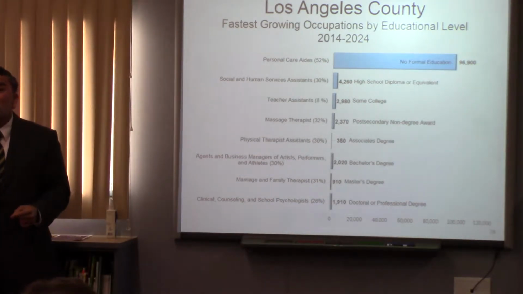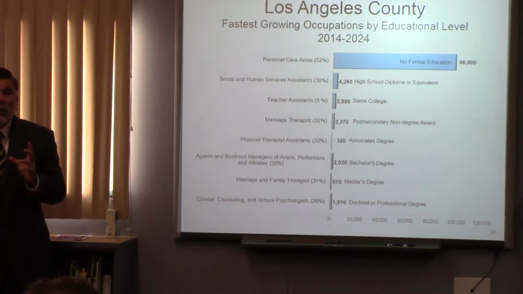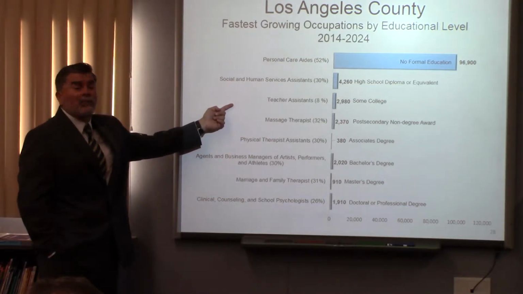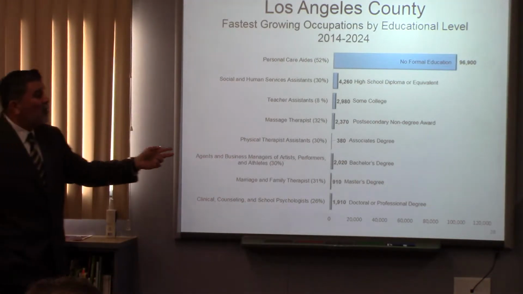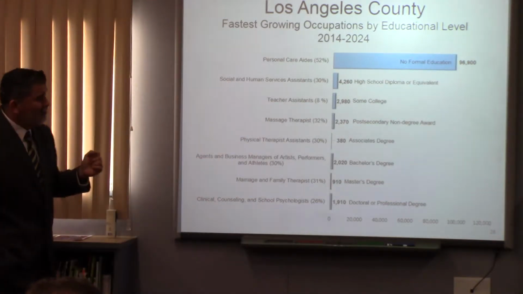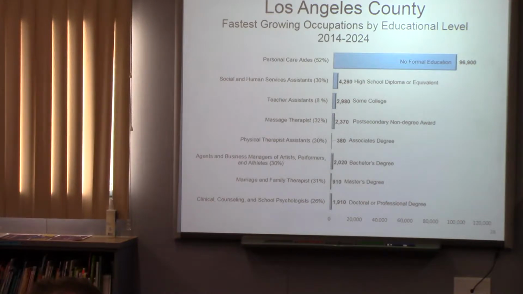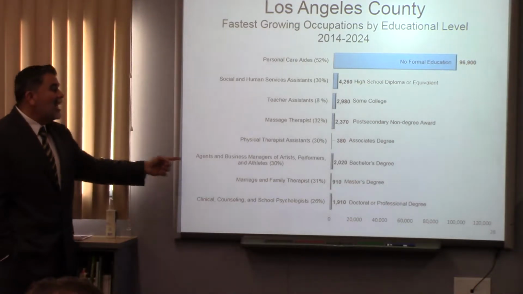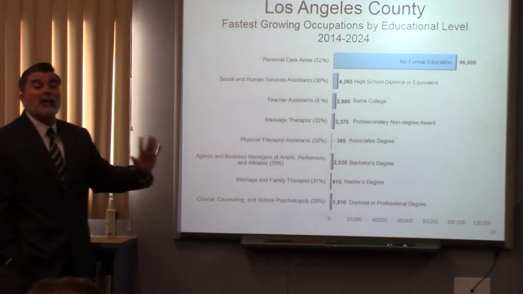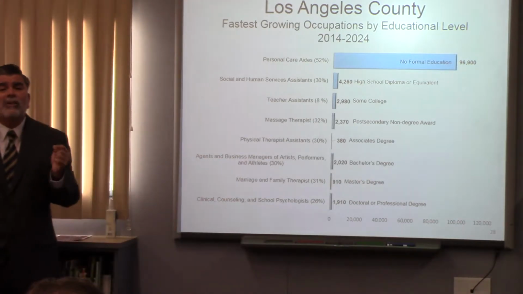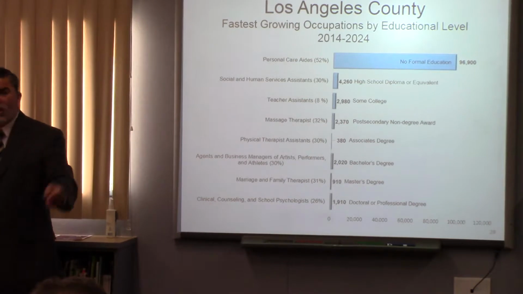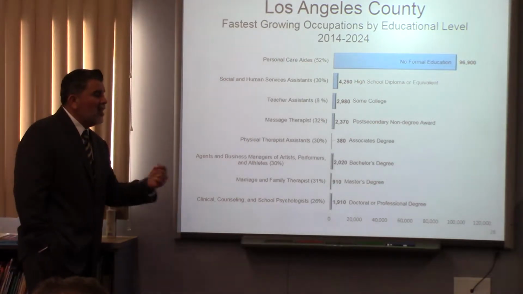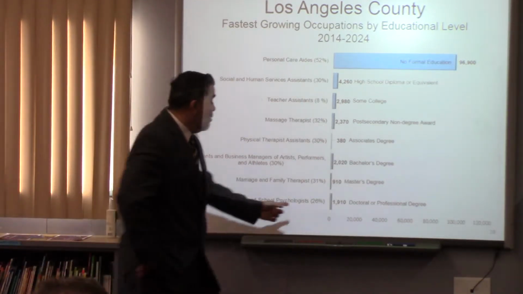They have SOC codes. If you're familiar with SOC codes, that's the coding system for all the official occupations. Teacher assistants, if you have some college, is the most common occupation. Post-secondary, non-degree award, look at this: massage therapist. Top job for an AA degree, physical therapy assistants. Top job for a bachelor's degree, what's at the top? Agents and business managers. But we're talking about growth, not the most common occupation. All these jobs are growing at a rate of more than 25%. Marriage and family therapists for master's degrees, and doctoral and professional degrees will get you clinical and counseling at 26% growth.